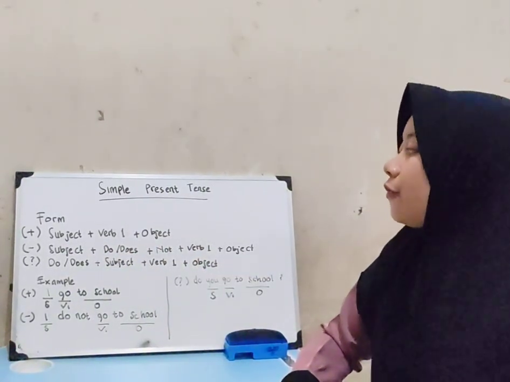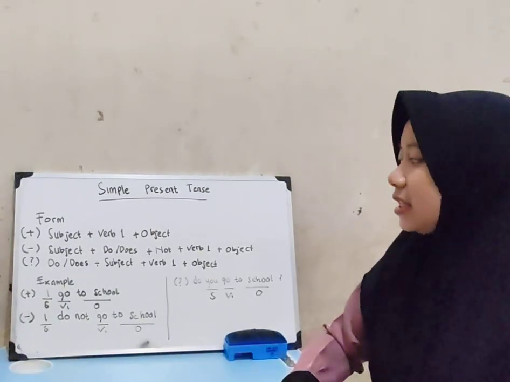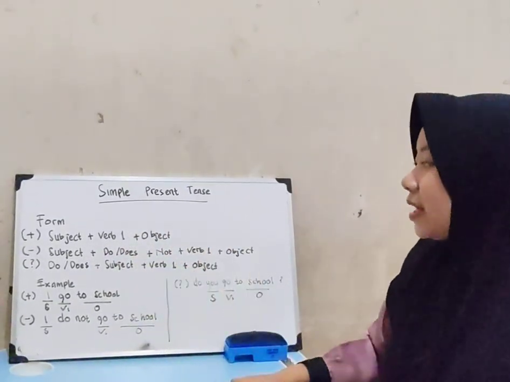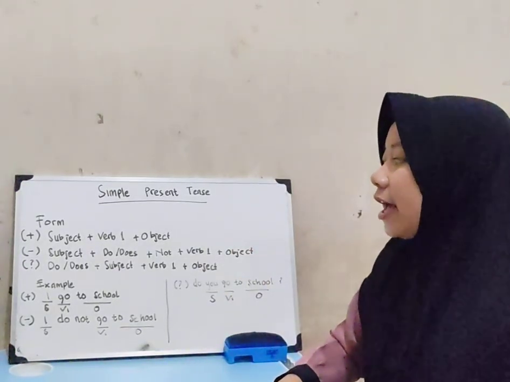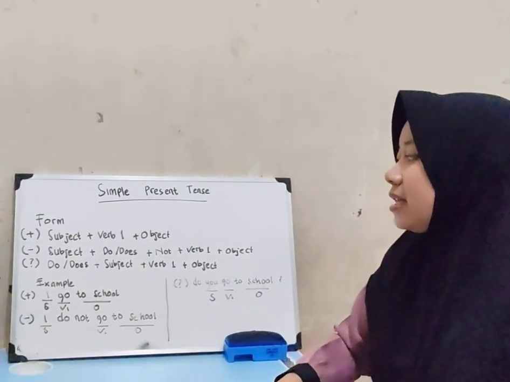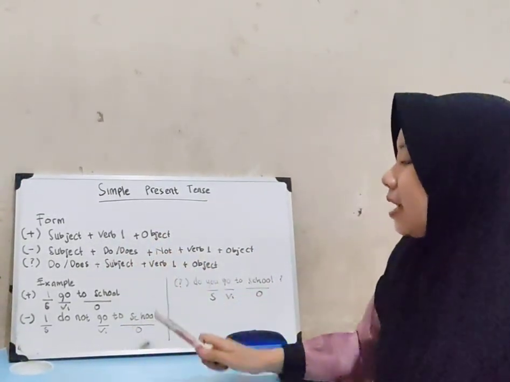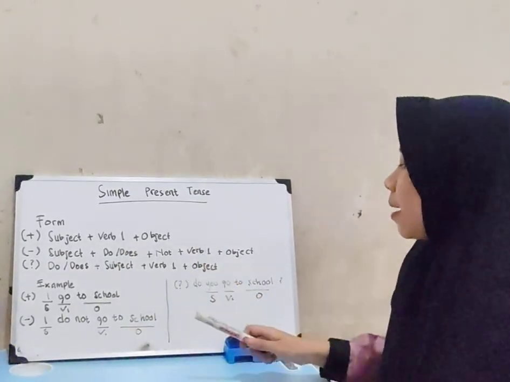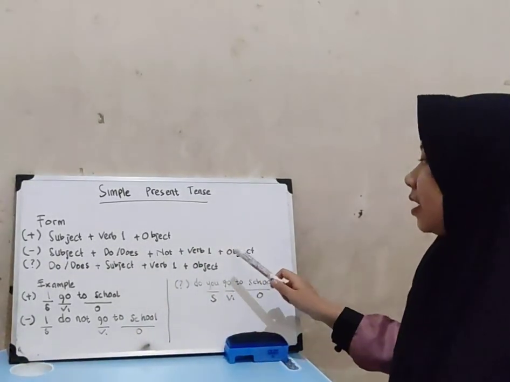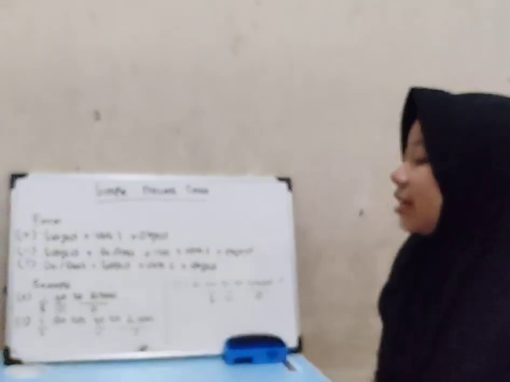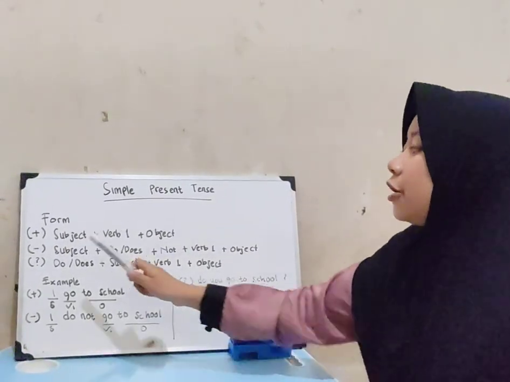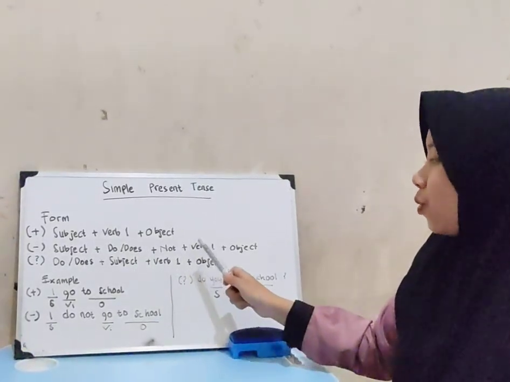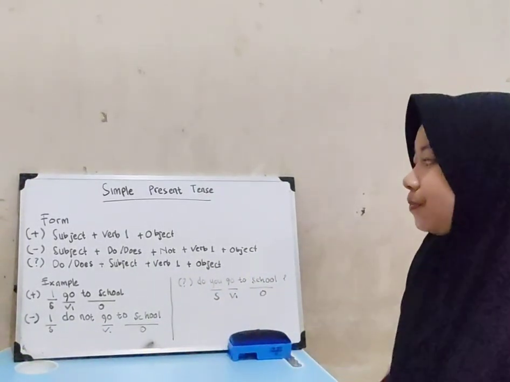The form for affirmative is subject plus verb 1 plus object. And for negative, it is subject plus do or does plus not plus verb 1 plus object. And for interrogative, it is do or does plus subject plus verb 1 plus object.